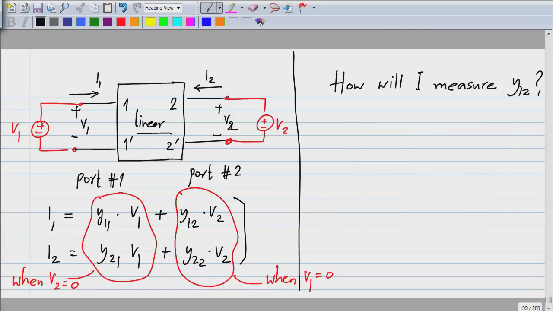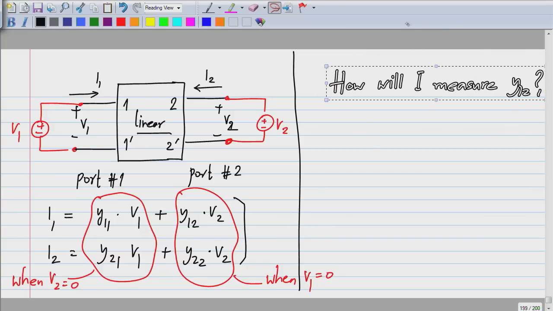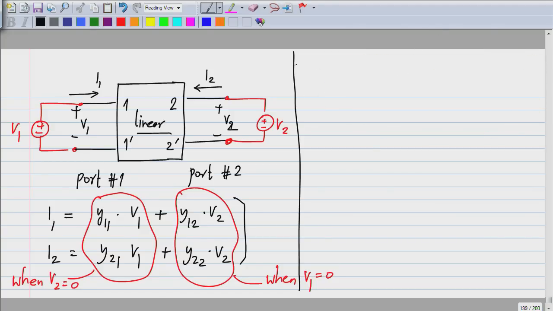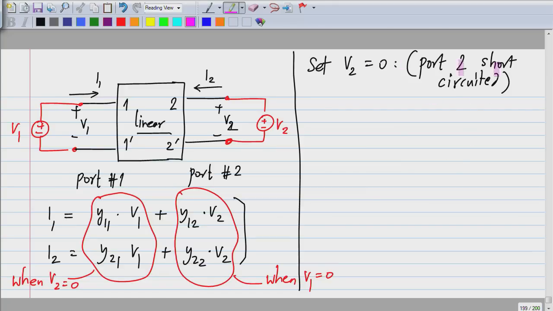So, in general, to measure any of these things, you have to set some voltages to 0 and apply only one voltage. So, instead of applying both voltages simultaneously, you have to apply just one of them. Okay, so let's see. Now, first of all, let's say I set V2 to 0. If I set V2 to 0, it's the same as saying that port 2 is short circuited.